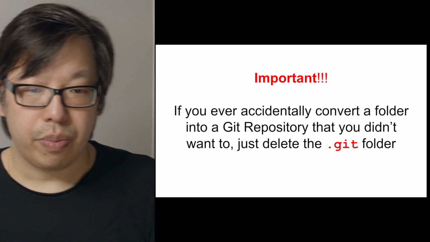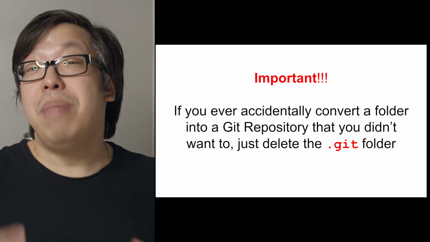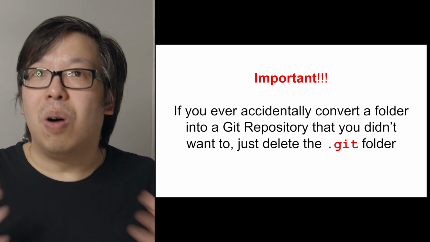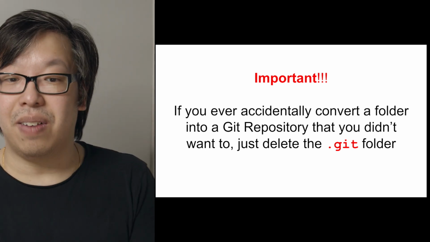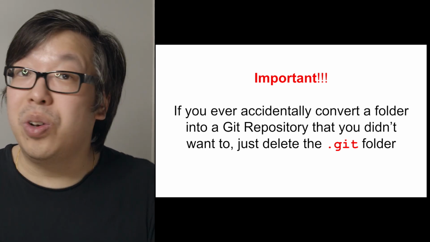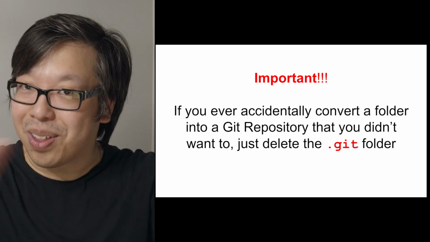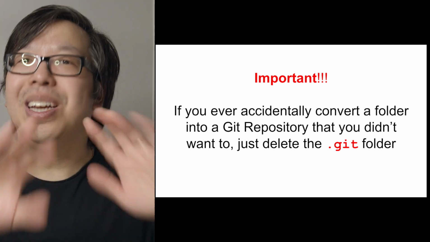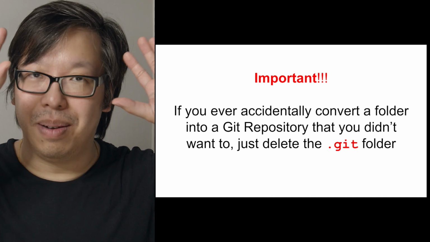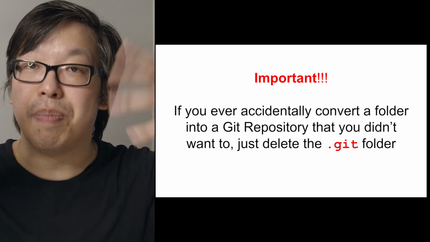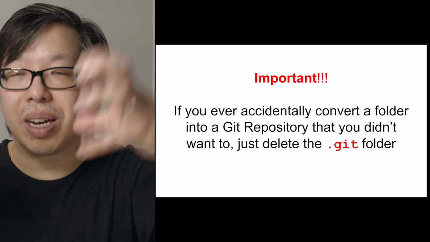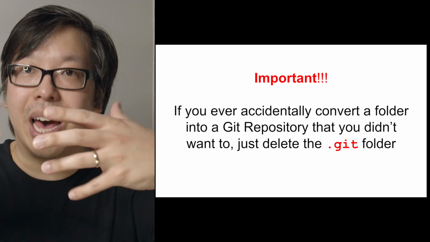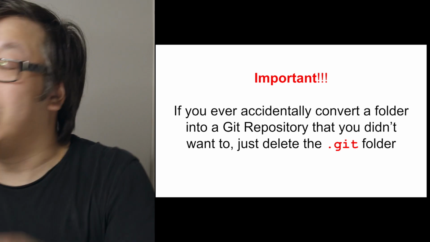Now let's say you're watching this and you're like, oh my God, I actually made a top level folder a Git repository. So what do you do in that case? Don't panic. It's not the end of the world. If that happens, it's very easy to make a Git repository back into a normal folder. If you converted a folder into a Git repository and now you want to undo that and make that back to a normal folder, it's very simple.